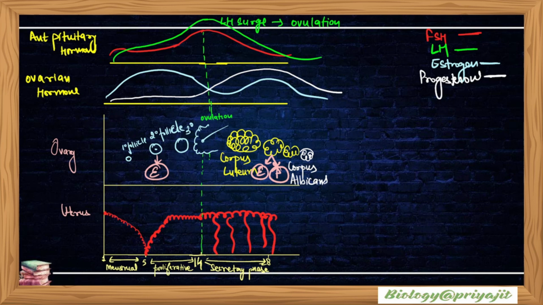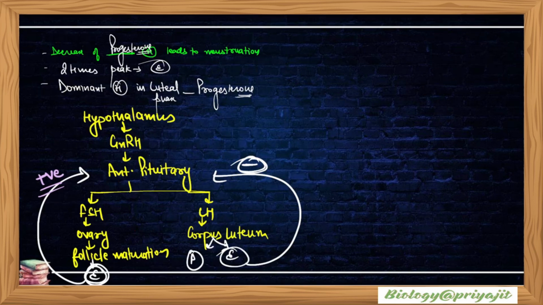What happens in the ovary and uterus, we can find in the image. The decrease of progesterone mainly leads to menstruation. A two-time peak is found for estrogen. The dominant hormone in the luteal phase is progesterone.